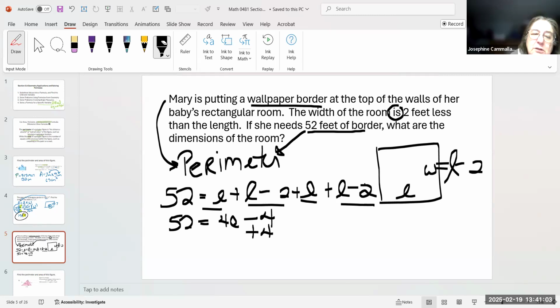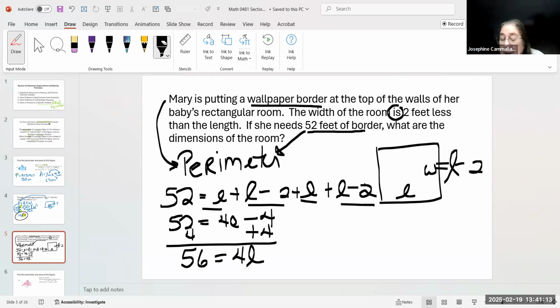We'll add 4. I get 56 is equal to 4L. Now be aware that perimeter can have decimals and fractions. But this will give me, when I divide by 4, my length is going to be 14. This is my length, 14 feet.